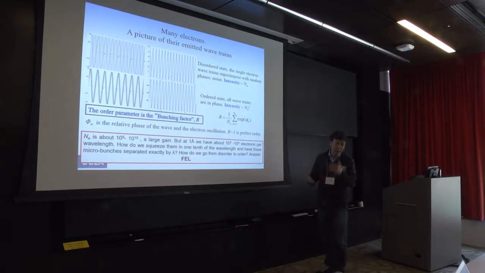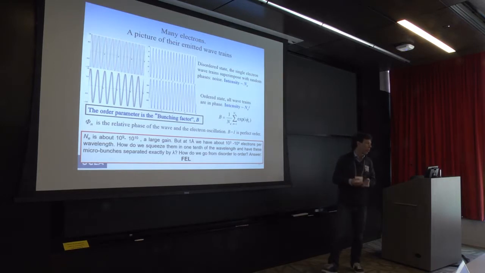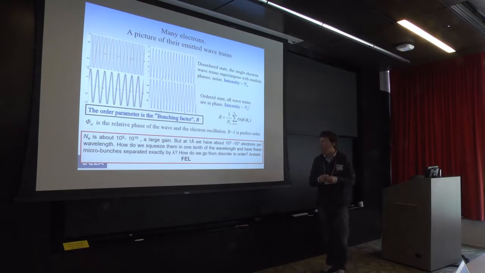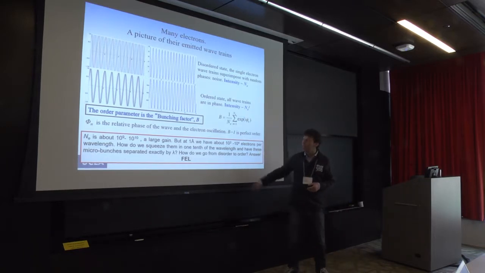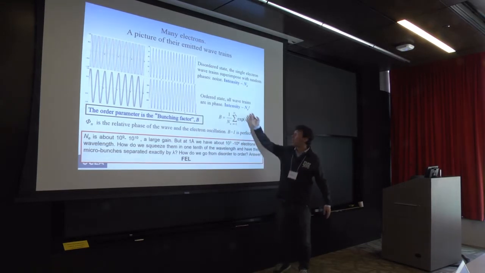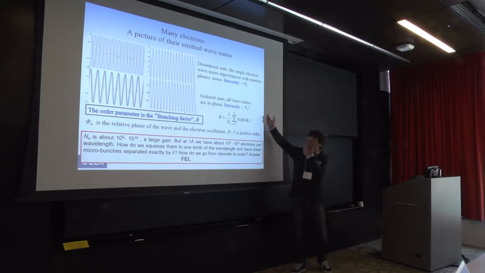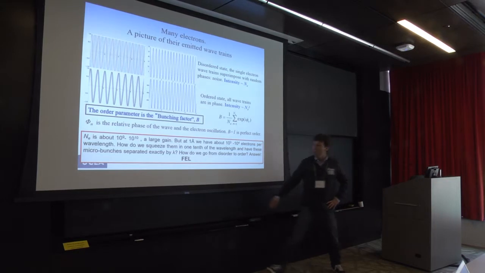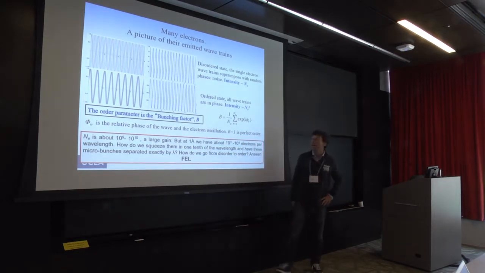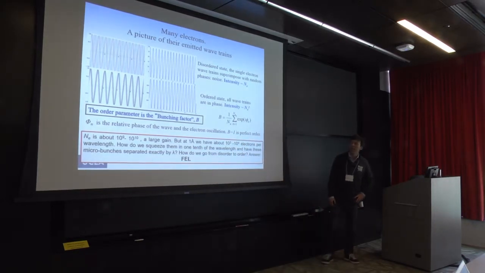If you find a way to organize your electron beam radiator in a coherent way so that all the electric fields emitted by the particles will be summing up in phase, then this intensity will go like n squared. This is the source of all the gain. If you can do that, the number of electrons in an electron beam can be 10 to the 8 or 10 to the 9, and so you can have a large gain in the emitted radiation. This ordering parameter is called the bunching factor.